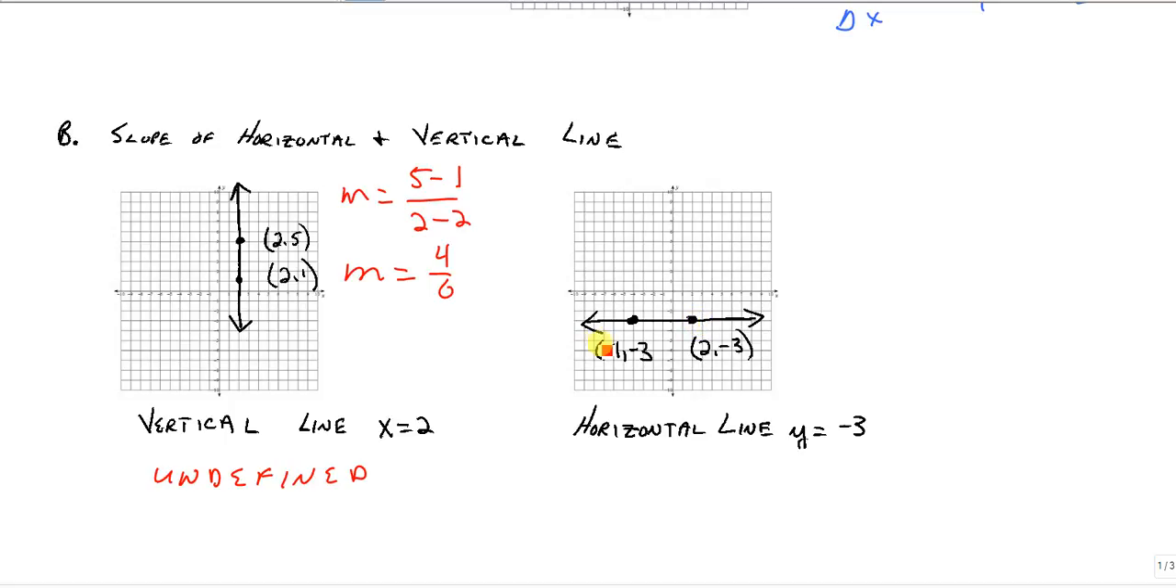Here's a horizontal line. So let's find the slope of a horizontal line. So let's say this negative 3 minus a negative 3. The x would be 2 minus a negative 4. This would be a negative 3 plus 3 because a negative of a negative. 2 minus a negative 4 is 6. Now I have 0 as a numerator. You can have 0 as a numerator. 0 divided by anything is 0. So this slope is 0, and all horizontal lines will have a slope of 0.